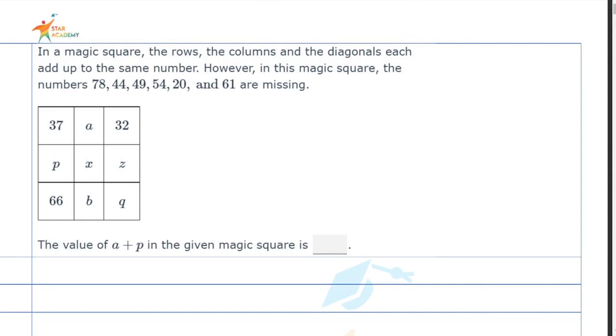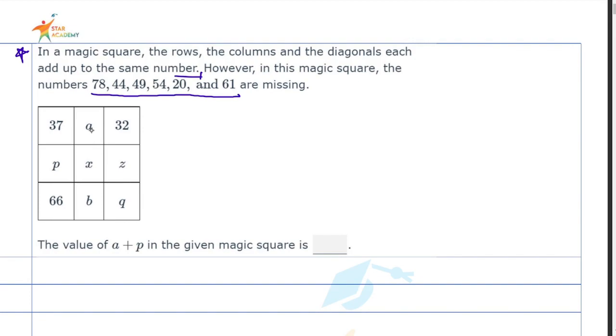So next, we move to the higher level of question. This is the next question. In this magic square, the rows, columns and the diagonals each add up to the same number. So we already know this about the magic square. However, in this magic square, the numbers 78, 44, 49, 54, 20 and 61 are missing. So there are many missing numbers in this magic square.